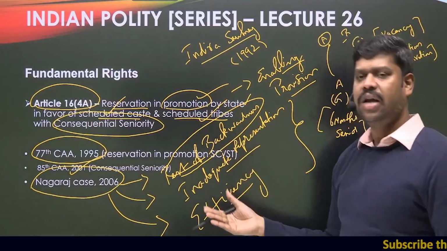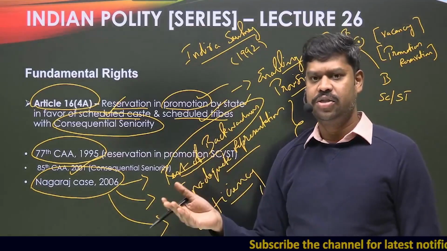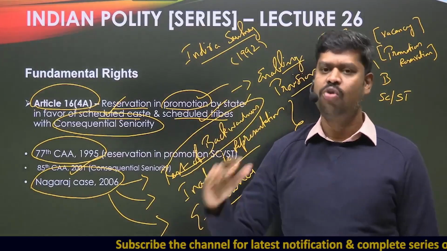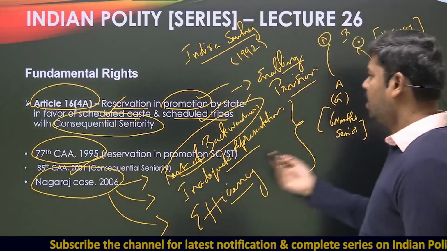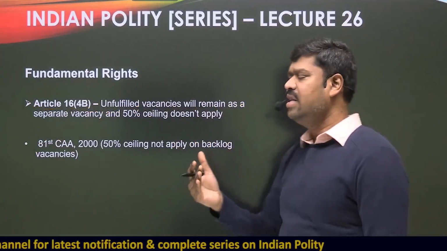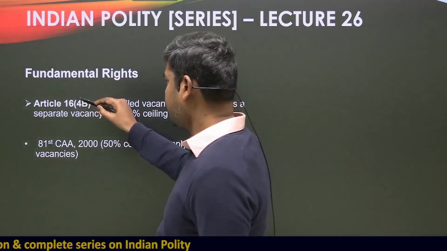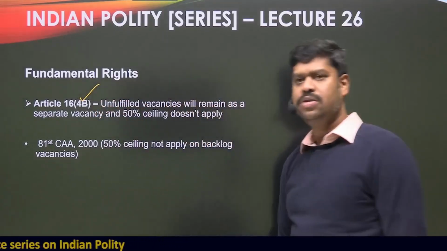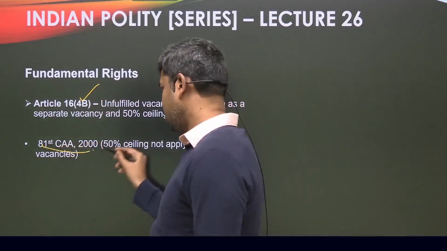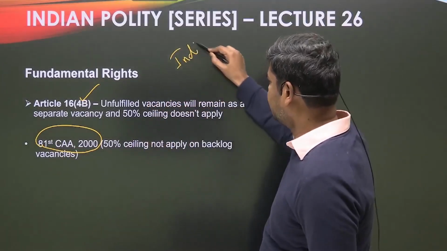So Article 16 Clause 4A basically brought in reservation in promotions for the scheduled caste and scheduled tribe, and then subsequently it was amended. It also brought in the principle of consequential seniority. So the Parliament did not stop here, and then they inserted one more article in Article 16, that is Article 16 Clause 4B. Article 16 Clause 4B was inserted into Article 16 by way of the 81st Constitutional Amendment Act, and this was also in response to the Indira Sawhney case.